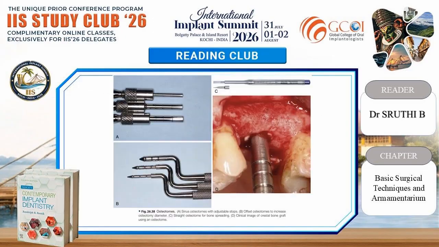Figure 26.38 shows osteotomes. Figure A shows sinus osteotomes with adjustable stops. Figure B shows offset osteotomes to increase osteotomy diameter. Figure C shows straight osteotomes for bone spreading. And figure D shows clinical image of crestal bone graft using an osteotome.